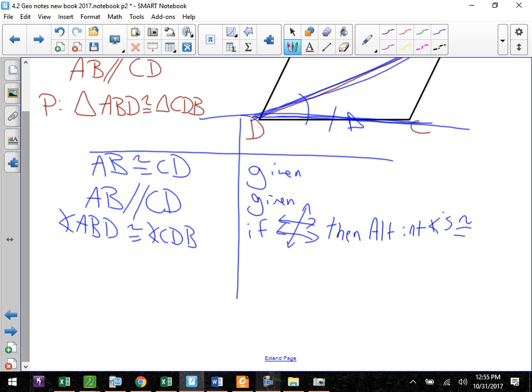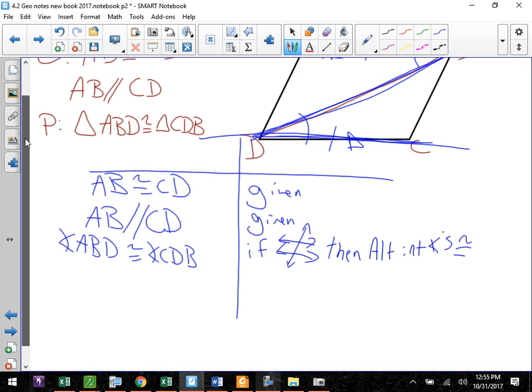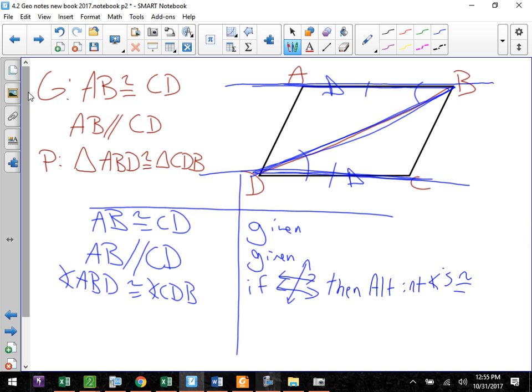So, remembering that there's no ASS in math, we have a side and an angle, which means what's the next thing I need to find? Another side. What's the side that I have? The shared side. That shared side is BD. Why is BD congruent to itself?